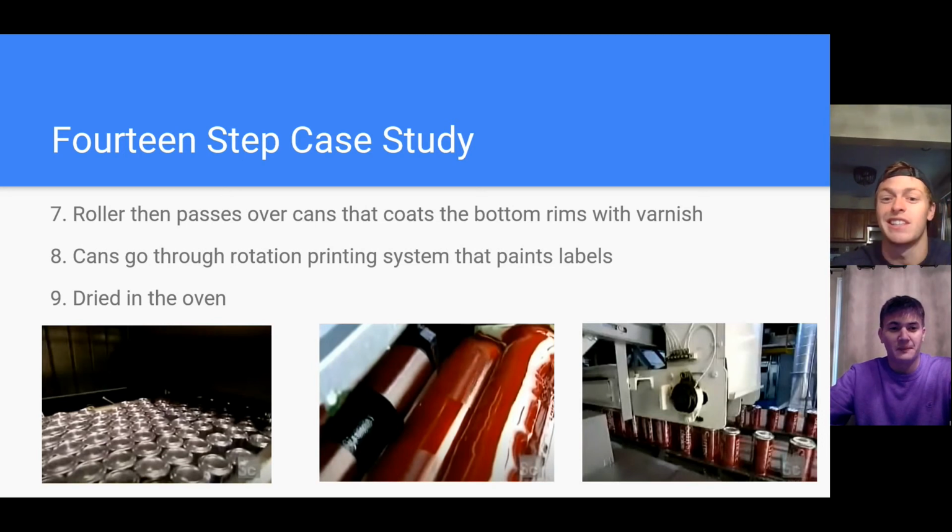The rate at which the cans are painted is 1,800 cans per minute, which obviously is great for their efficiency. So at this point, the cans are obviously wet from the paint, so they slide through an oven, and it instantly hardens and dries the protective varnish on the paint.